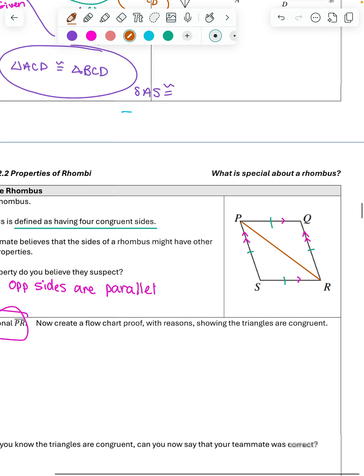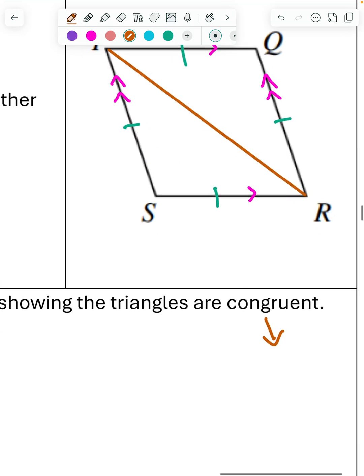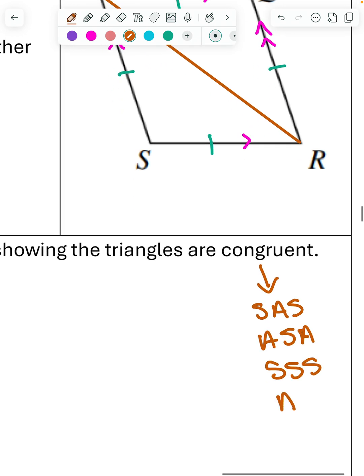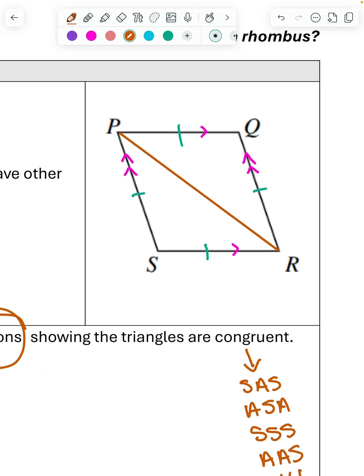And it's asking us to create a flowchart proof, which we are masters at this point, with reasons though. That's the new part for us, justifying every bubble, showing that these triangles are congruent. So reminder, for congruence, we need one of those congruence theorems: SSS, SAS, ASA, AAS, or hypotenuse-leg. So when it's asking us to prove that they're congruent, we are looking for one of these 5 things.